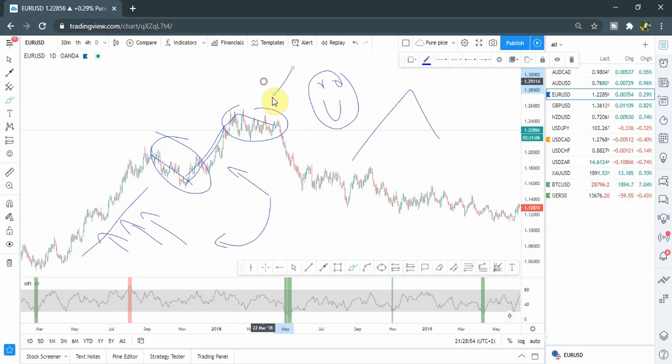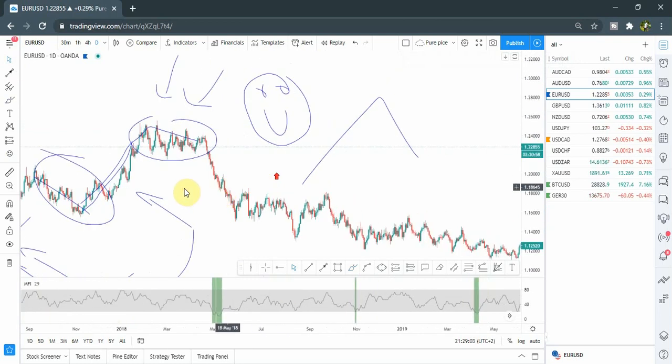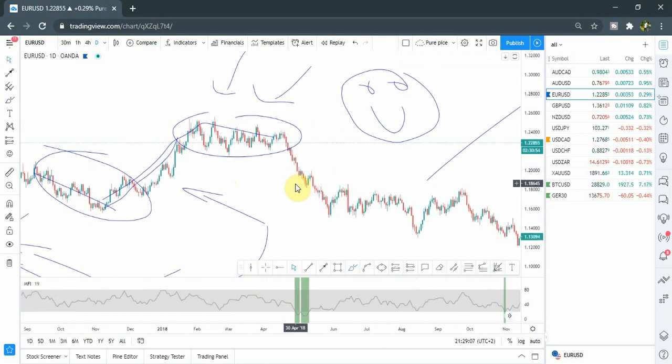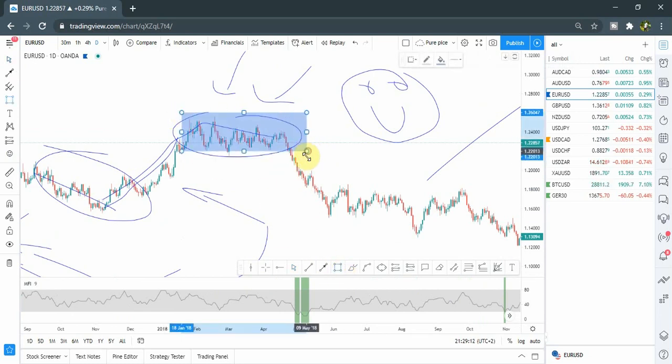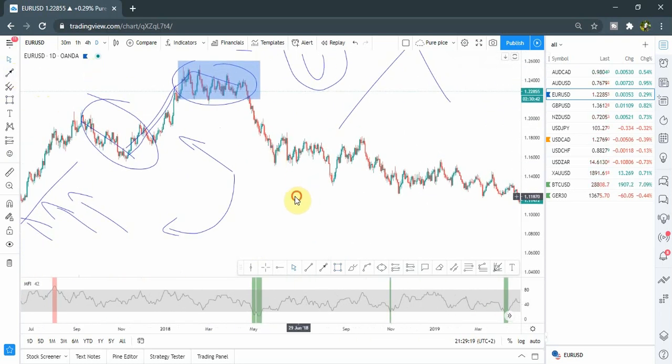So when we see this range here, we know that this is the distribution phase, whereby sellers are preparing to enter the market, or whereby buyers are handing over the price to the sellers. And that's where we wait for a break of this range here, and then we enter towards the downward move. And then the last phase of the market is the markdown.